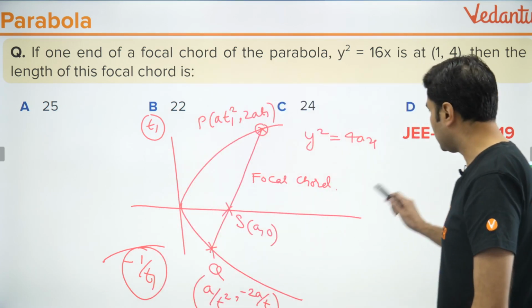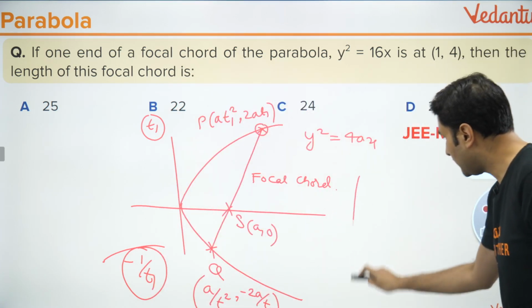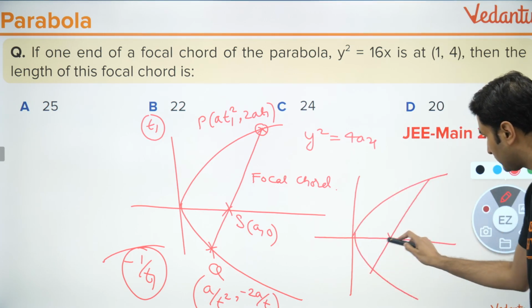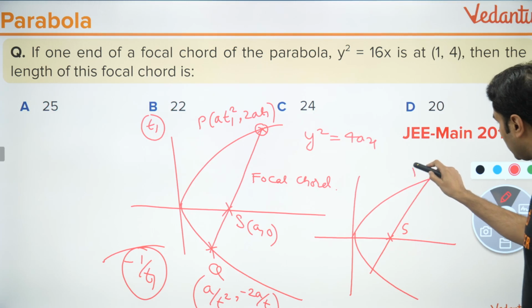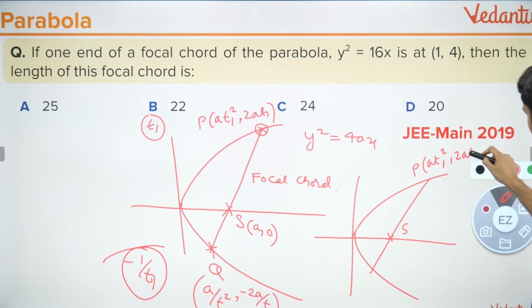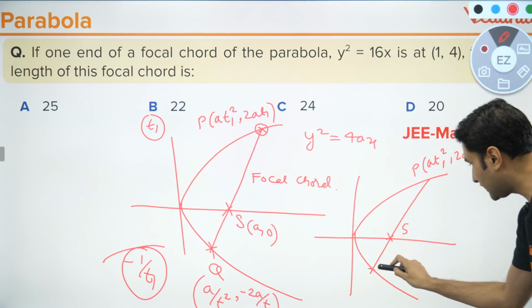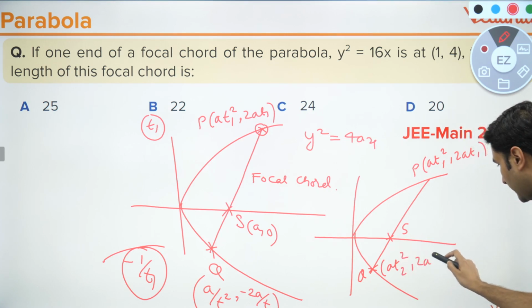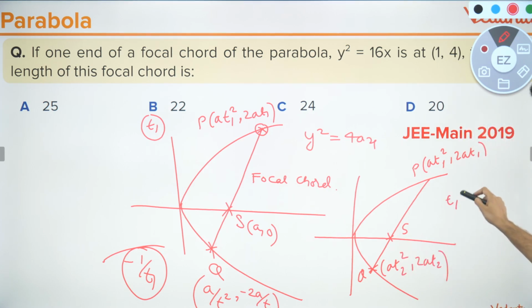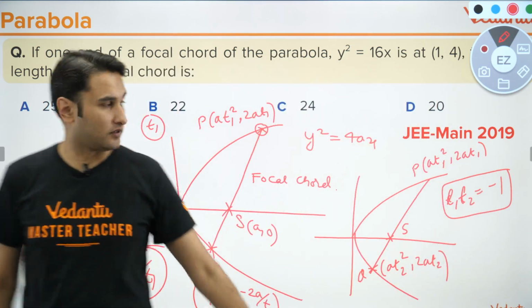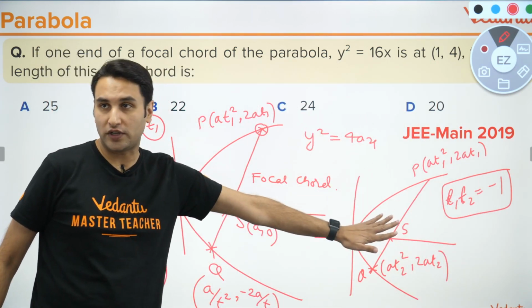In simple words, if you have a focal chord passing through the focus, if the point P is (a t1 square, 2a t1), and if the other end is Q, which is (a t2 square, 2a t2), then always remember t1 into t2 is equal to -1. Always remember t1 into t2 is -1. ठीक है? So this is the basic theory.